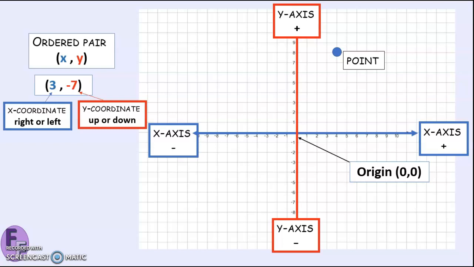To plot a point on the graph, such as 3, -7, first go across to 3, and then down to -7, and plot your point where the two lines would meet.